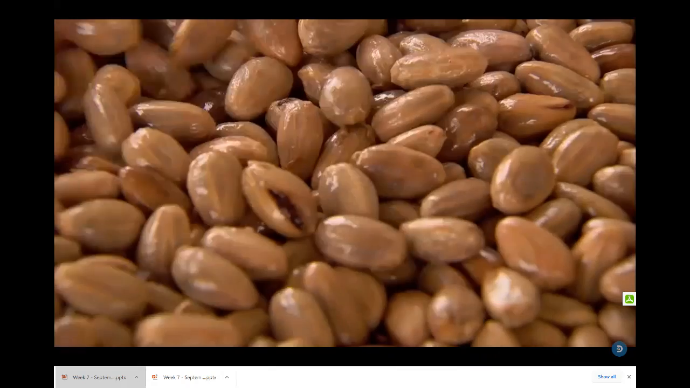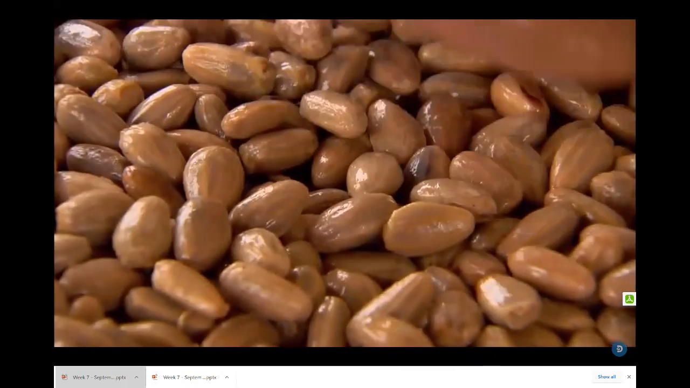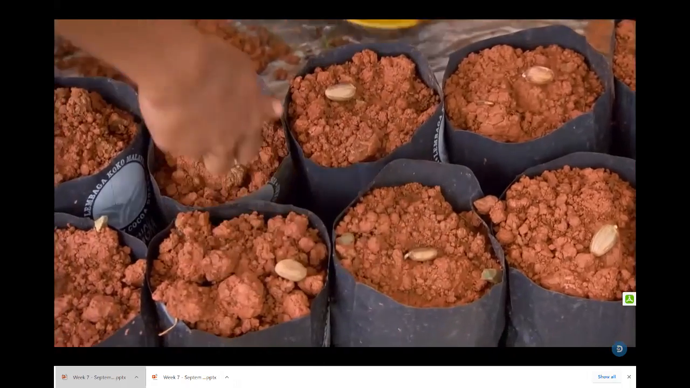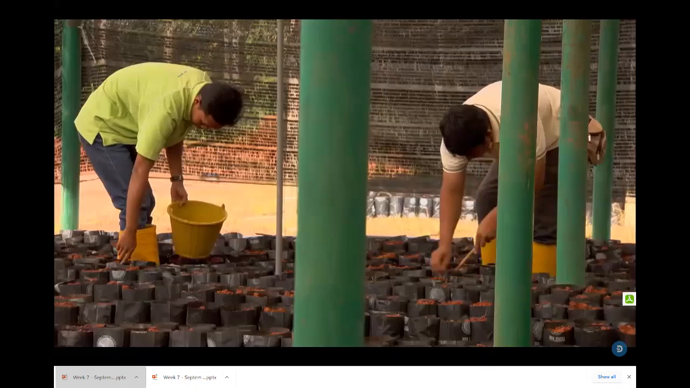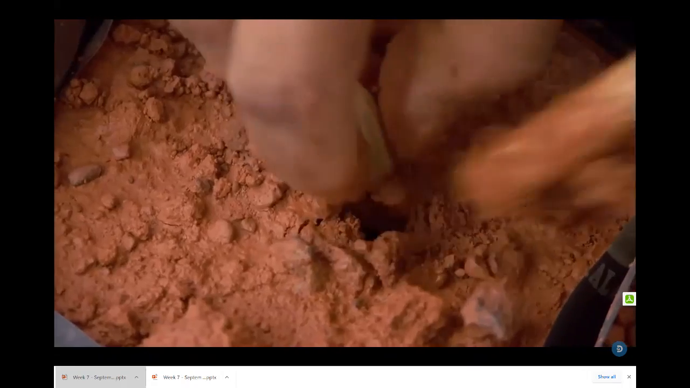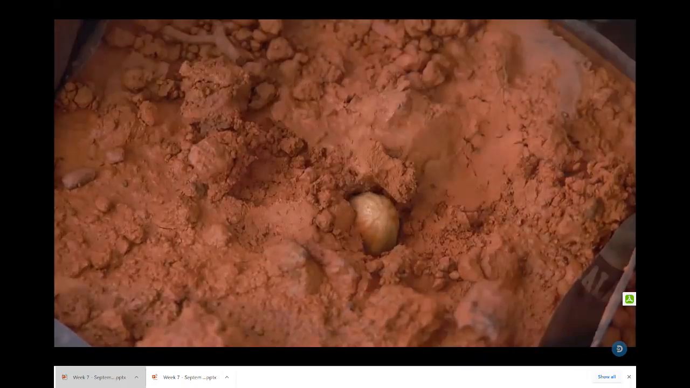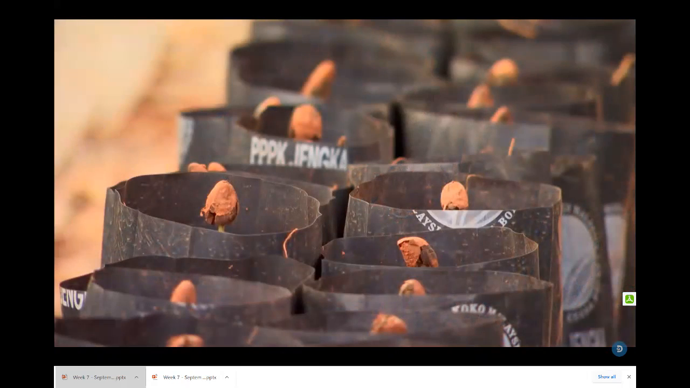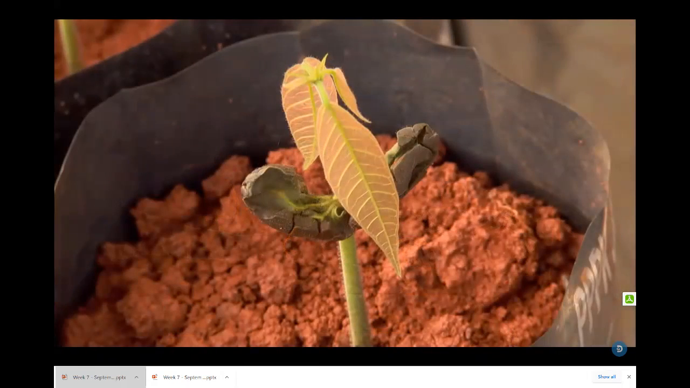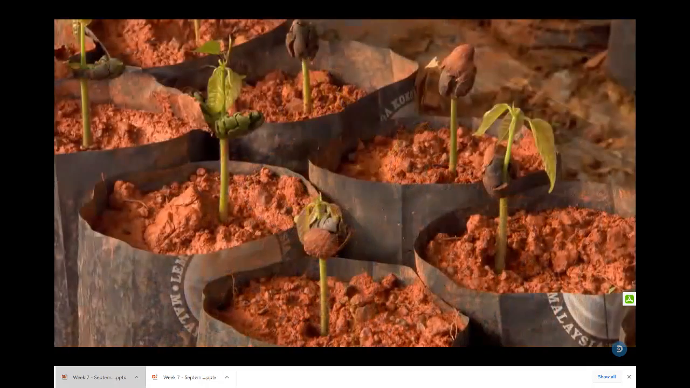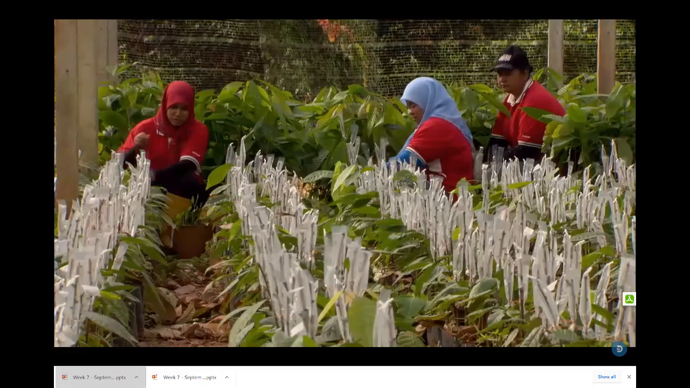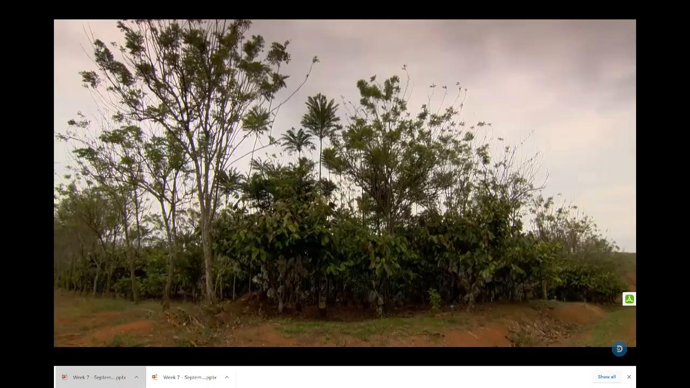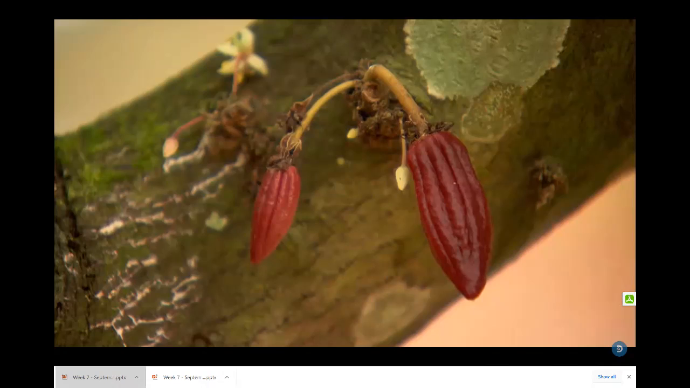But first, they have to grow the trees. The tiny seeds are planted in bags filled with the coarse, damp soil they need to grow. After a few days, the seeds begin to sprout. And after 4 weeks, they've shot up to 30 centimetres. But it still takes 3 years for these seedlings to grow into trees and start bearing fruit.